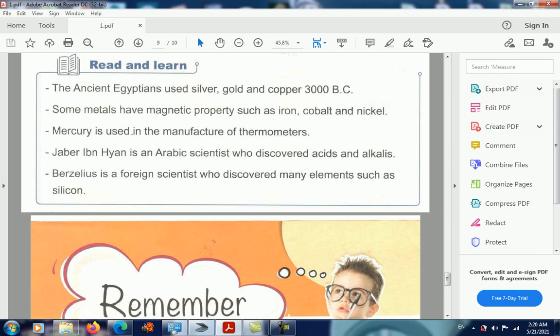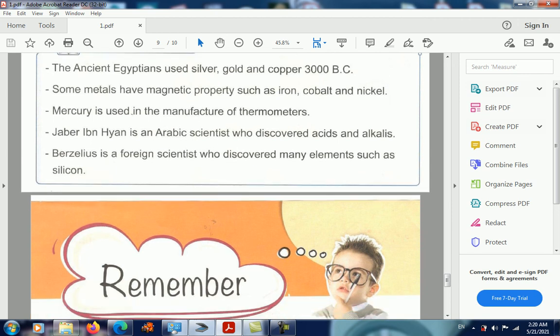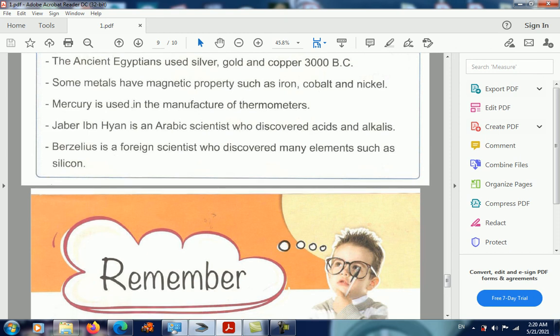Now read and learn. The ancient Egyptians used silver, gold and copper in 3000 BC. Some metals have magnetic properties such as iron, cobalt and nickel. Mercury is used in the manufacture of thermometers. Jabir ibn Hayyan is an Arabic scientist who discovered acids and alkalis. Berzelius is a foreign scientist who discovered many elements such as silicon.